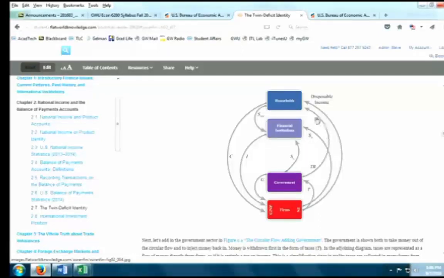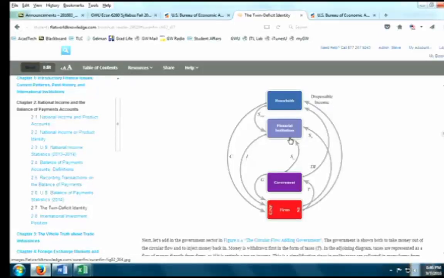And then there's transfer payments, the money that governments transfer to households, Social Security payments being the most prominent one in the United States. Now, the flow into and out of government doesn't have to equal zero. And if, in that rare circumstance, the government actually brings in more in tax revenue than it expends in terms of transfers, the government might actually have some saving, which would then flow to the financial institutions.